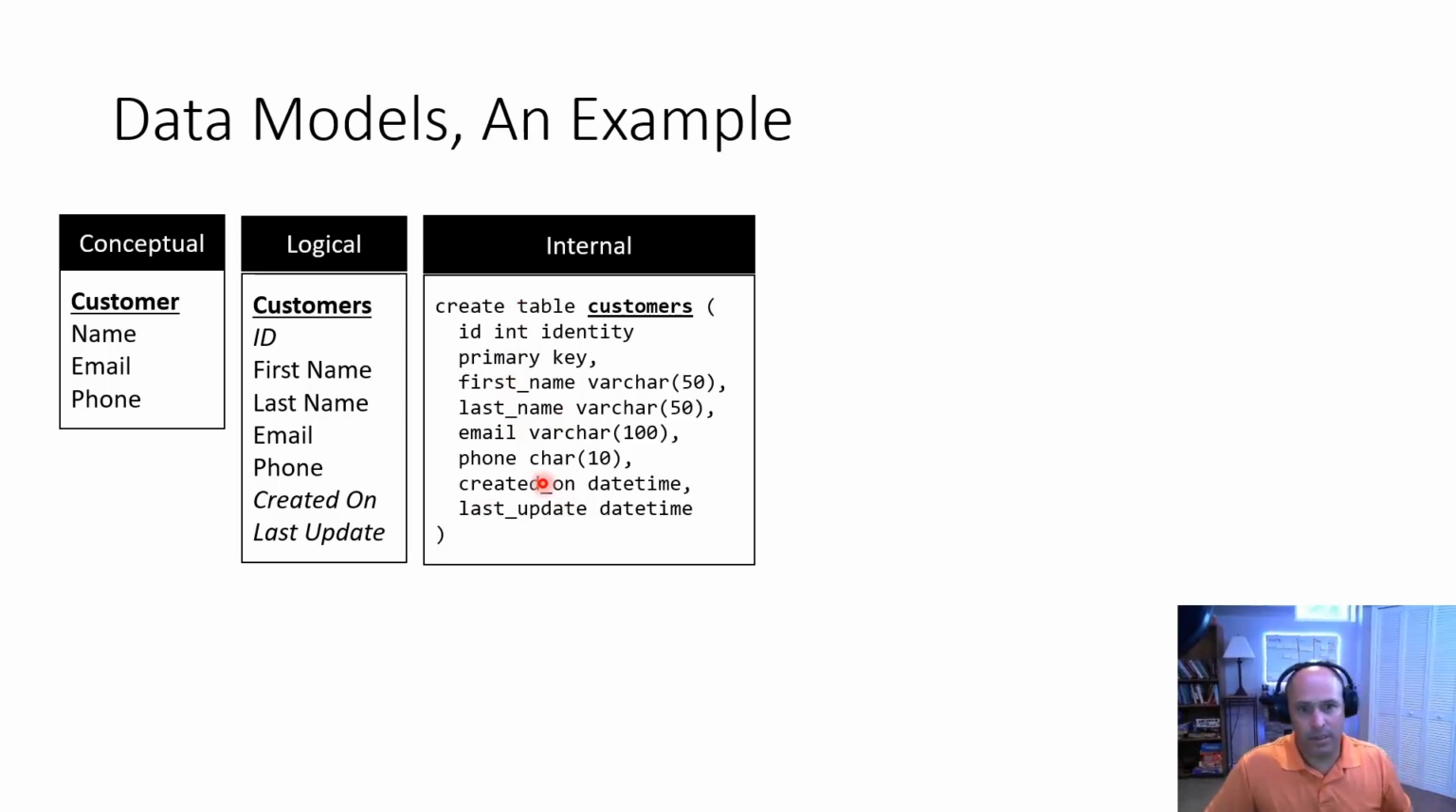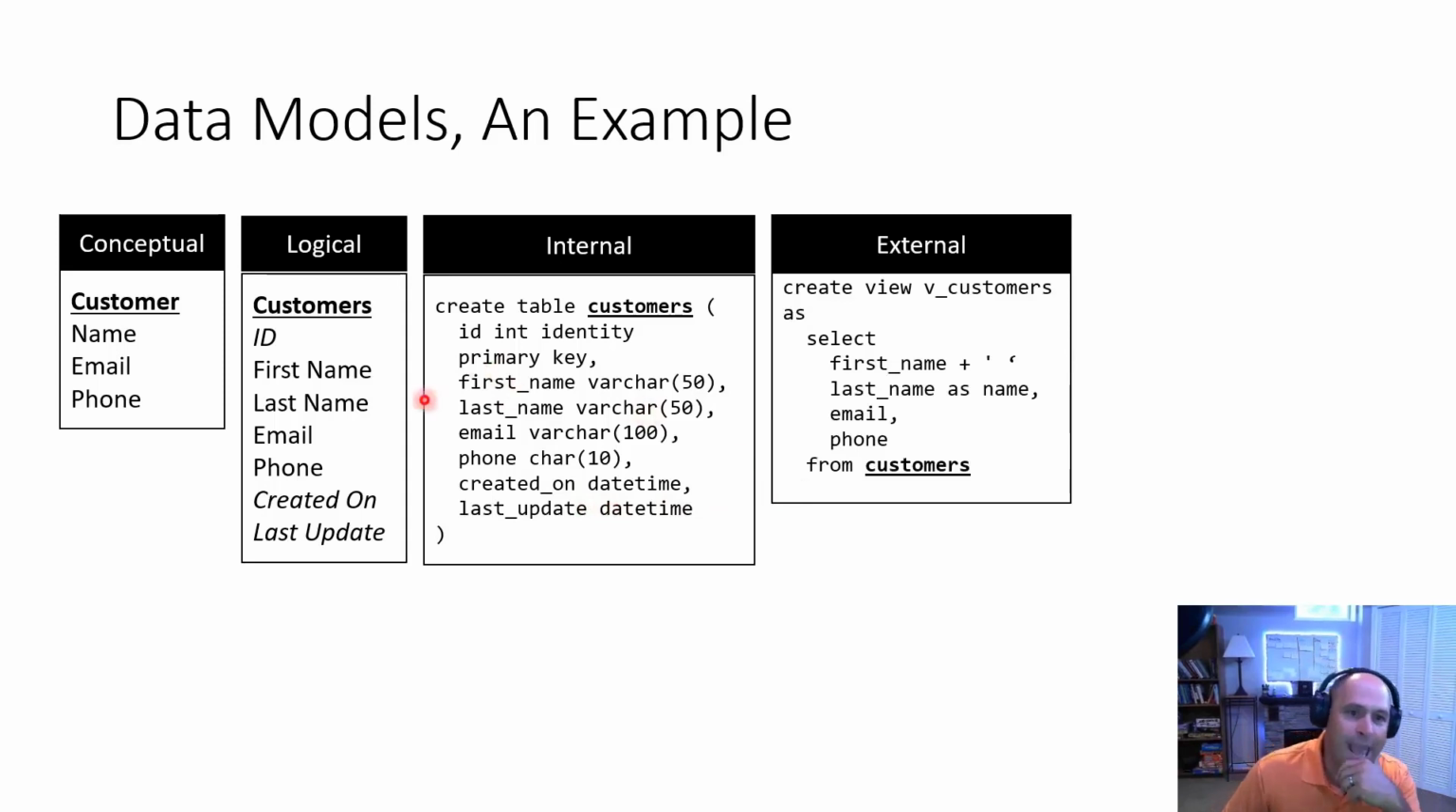So let's go through an example of the external model. You might take what we had originally stored internally and bubble it back up into what we have conceptually. So I take the first name and the last name, I combine them together into name, and then email and phone. So this V customers would directly represent the concept of customer. Even though it's implemented like this, I hide things like last update or created on, which are just going to confuse the end user who wants to see their name, email, and phone number. Okay, so that's an example of the external model.